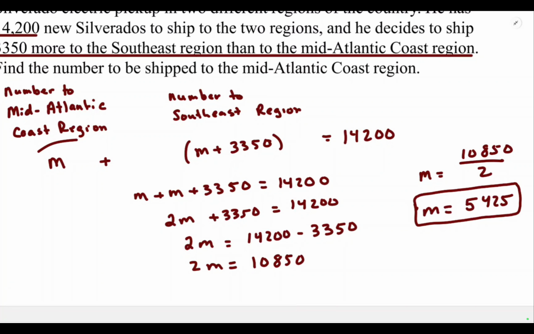Now, if we wanted to know how many are going to the Southeast region, all we would do is add that to the 3,350. So we'll have 5,425 plus my 3,350, which is 8,775. And that's going to give me 8,775. So we know that that's how many are going to the Southeast region.